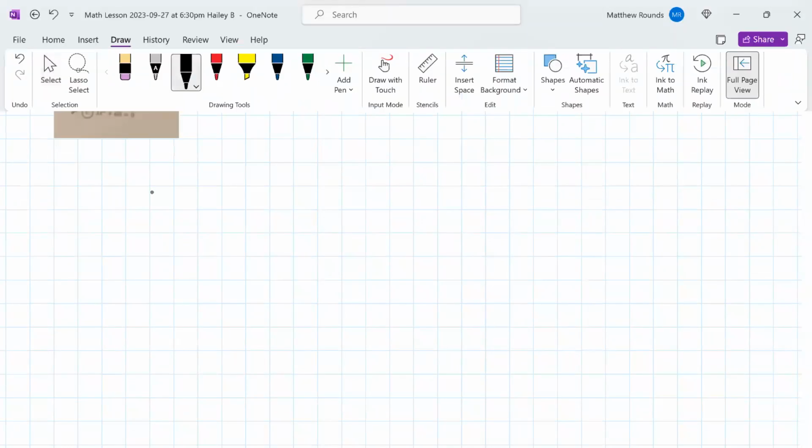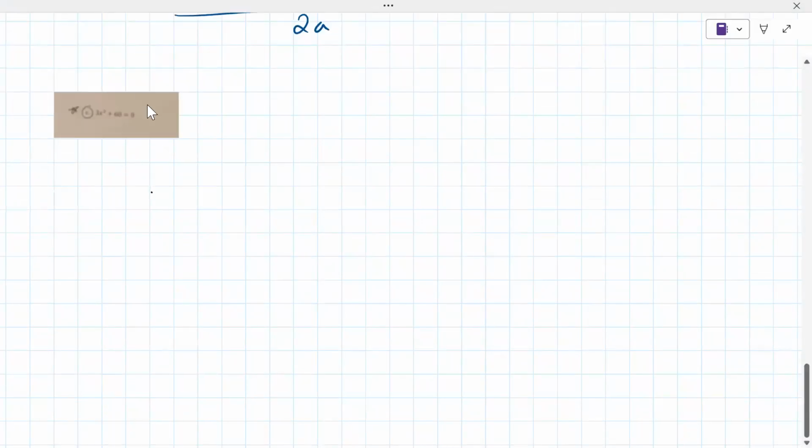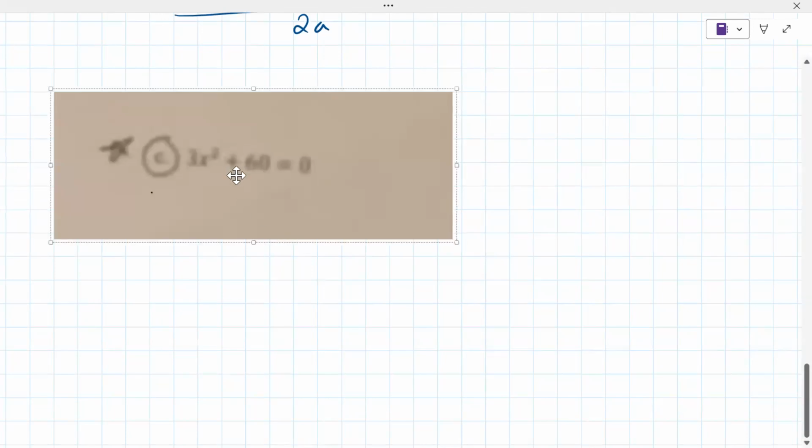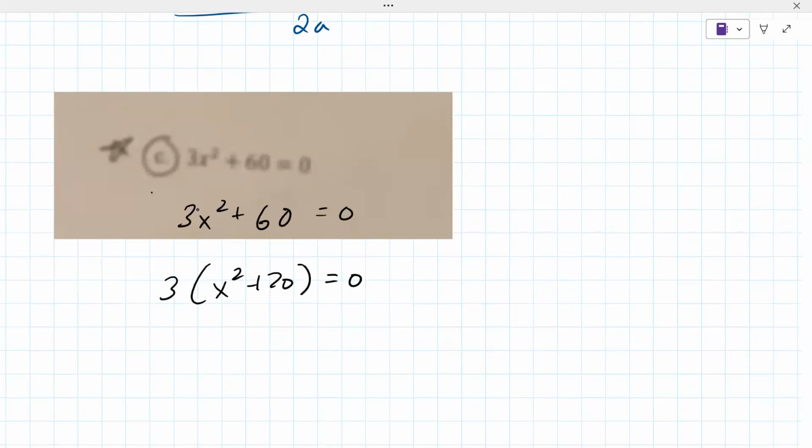C is also an issue because it's plus 60. Yes. 3x squared plus 60 equals 0. So if you factor out a 3 from both, it's x squared plus 20 equals 0. This has no solution. There's no number that when you square it and add it to 20, you can get back to 0.